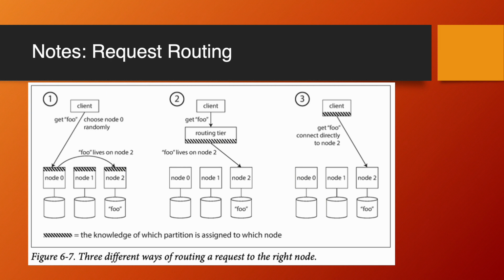So in this cartoon, we can see three different ways of routing a request to the right node. In the first, the client chooses node 0 randomly, and then node 0 forwards the request to the appropriate node which contains the partition. In the second diagram, the client connects to the routing tier, and the routing layer forwards the request to the appropriate node which contains the partition. In the third one, the client is partition aware, so it directly connects to node 2, which contains the appropriate partition.